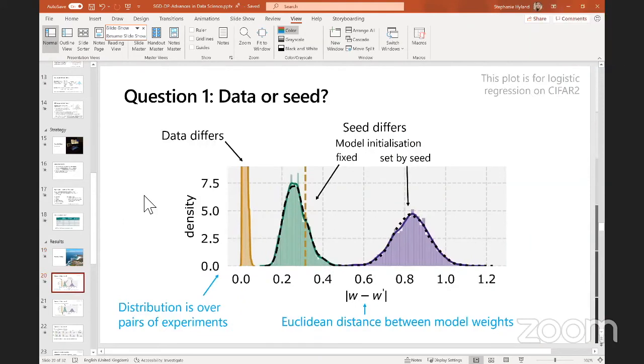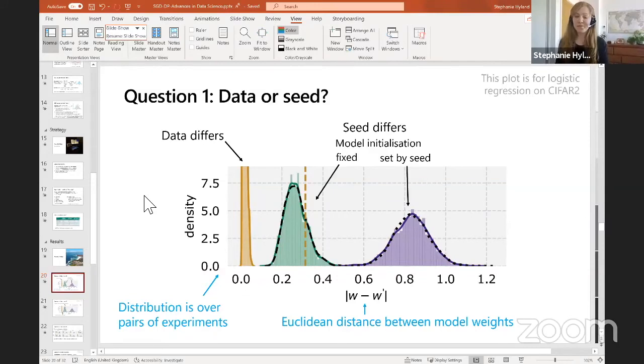So our first question was, is it the data or is it the seed? I'm going to talk everyone through this plot. What we're showing here is a distribution over pairs of trained models. I train logistic regression on MNIST with dataset variant 1, and I compare it with logistic regression on MNIST with dataset variant 2 with the same seed. That would be this goldish region. This is where the seed is the same, but the data is different. In the other two, the data is the same. So we're training a model on exactly the same data, but we're varying the random seed, and we're either fixing the initialization of the model, or we're allowing that to also vary with the random seed.